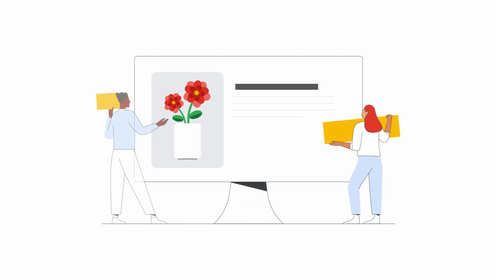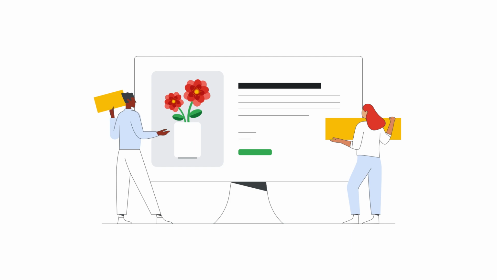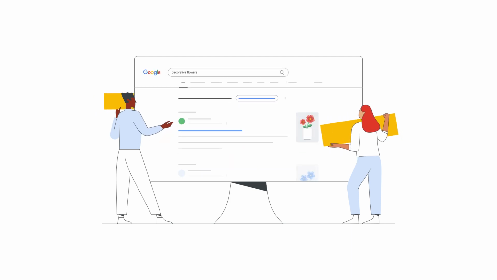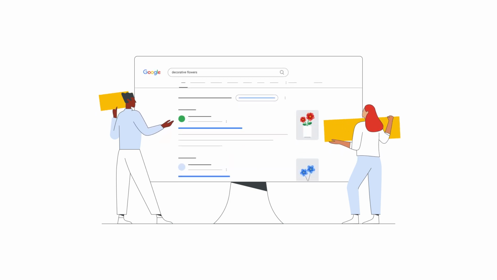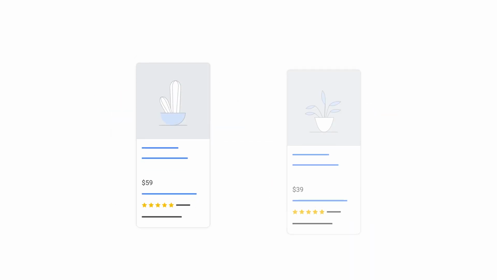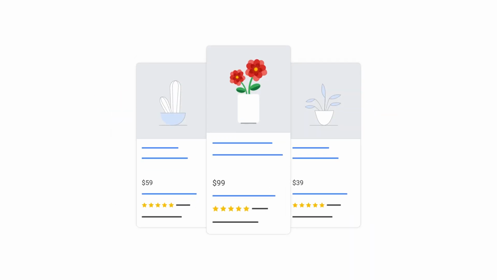Adding structured data into your product pages on your website helps to make sure that Google accurately reflects your product information when the product is shown in search results across Google. Structured data also allows your products to be displayed with additional details, like ratings, reviews, and pricing.